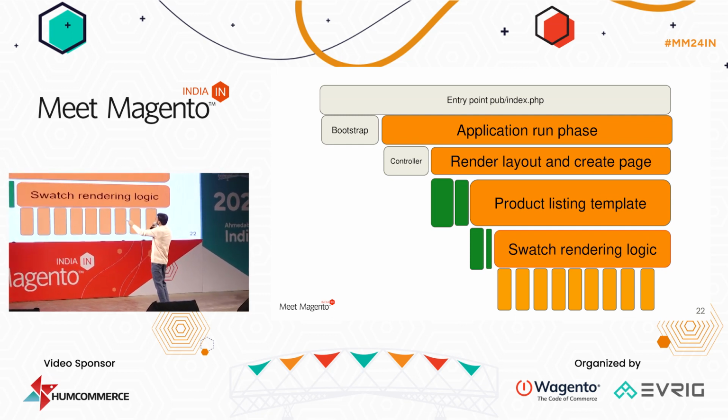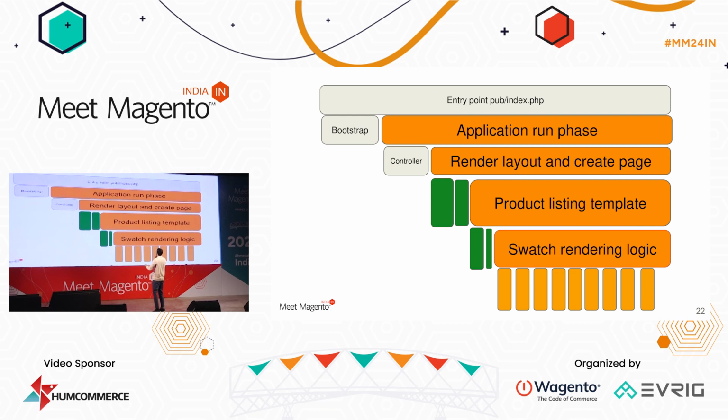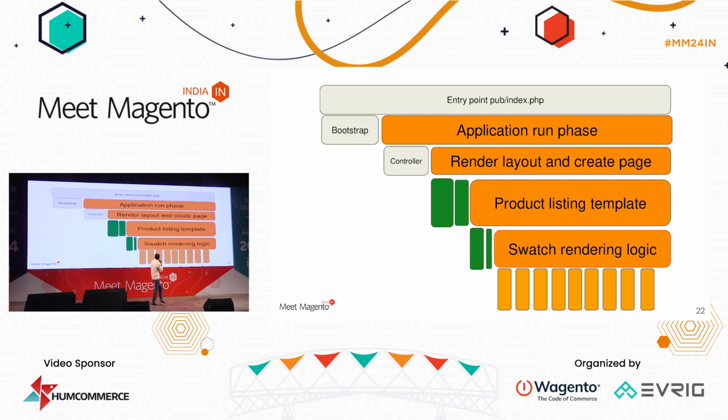Now, this is my mental map of that profile that I showed you. Application run, render layout, product listing template, and you can see the swatch rendering logic is calling the database repeatedly.